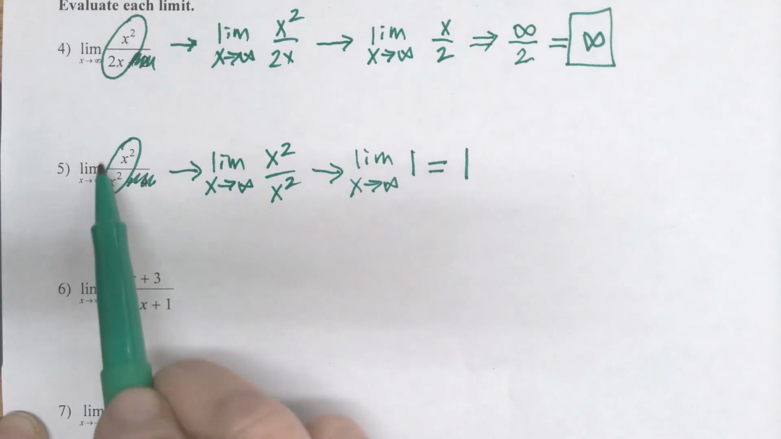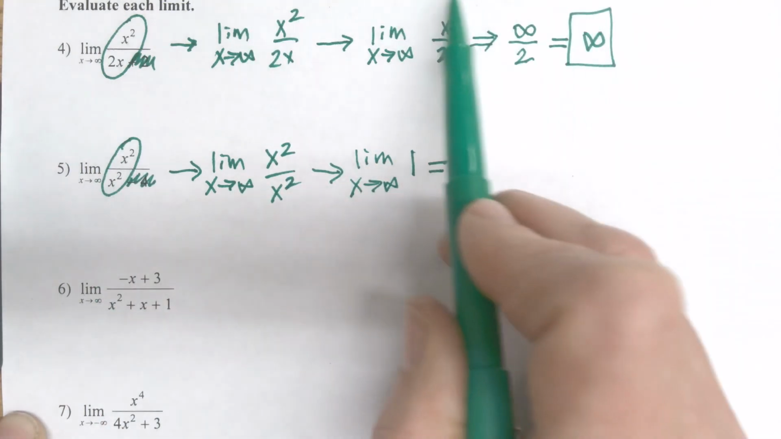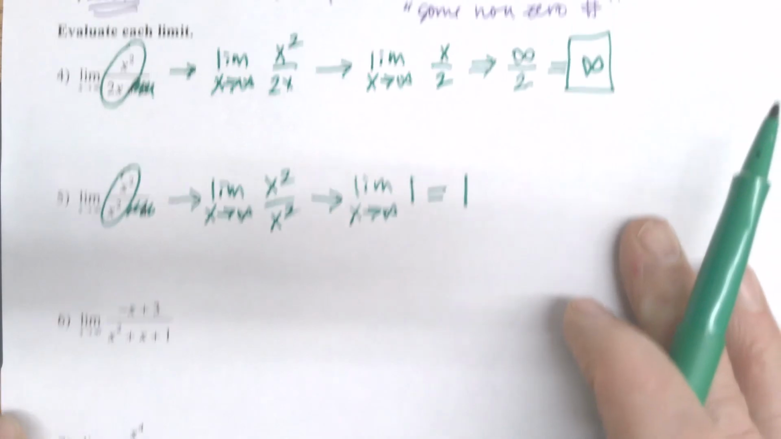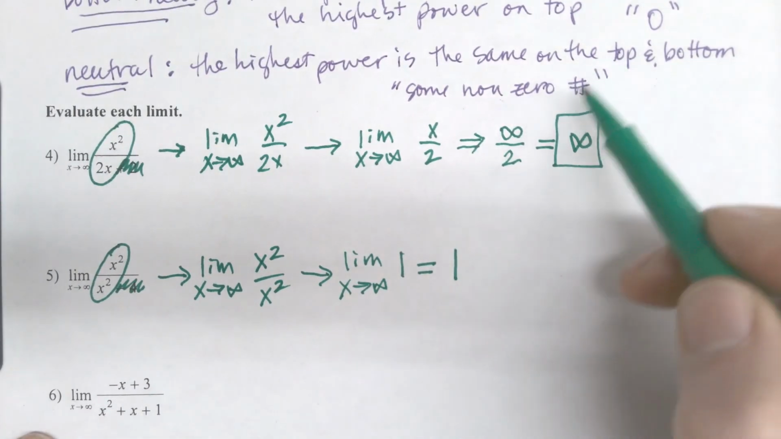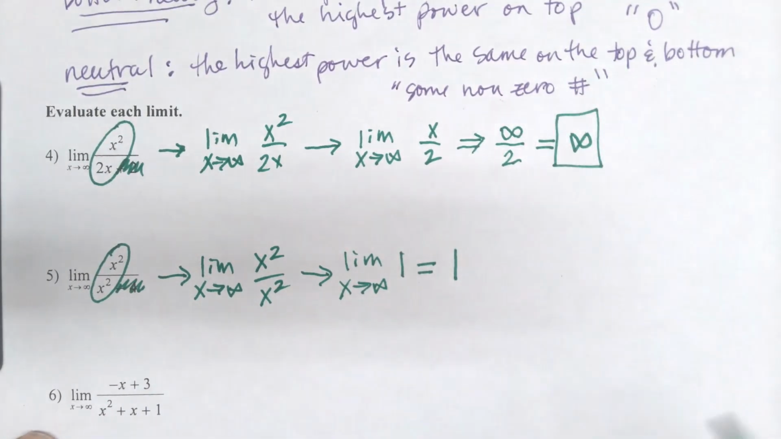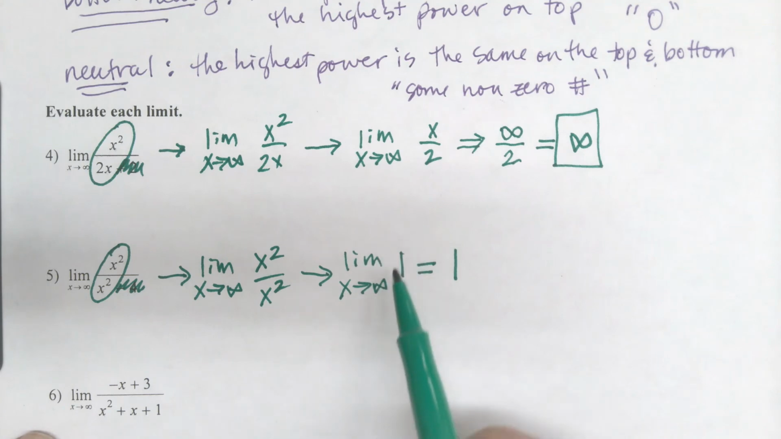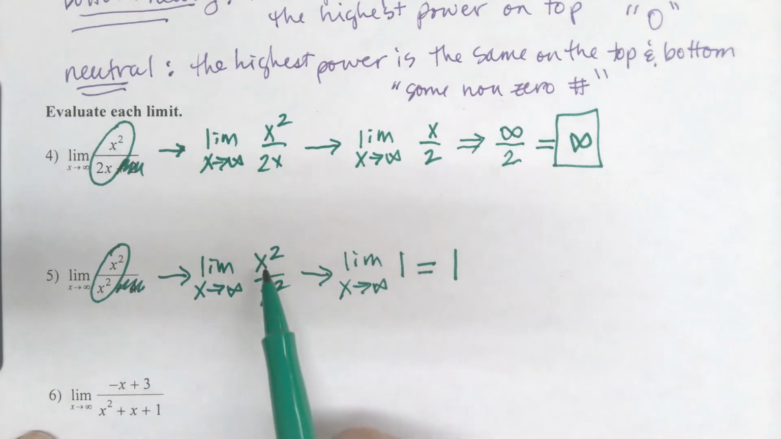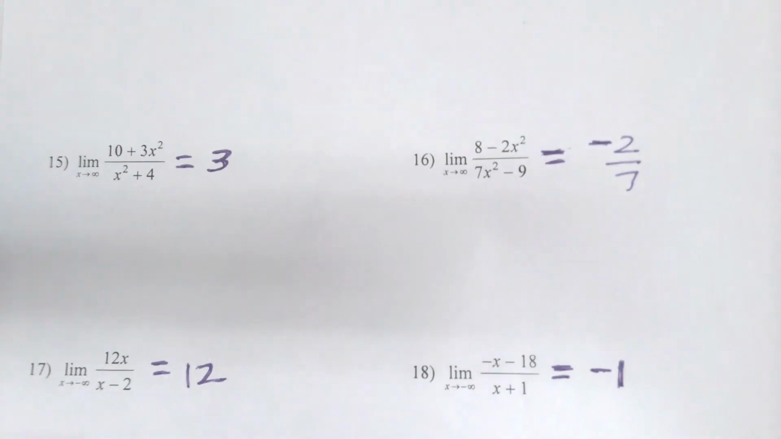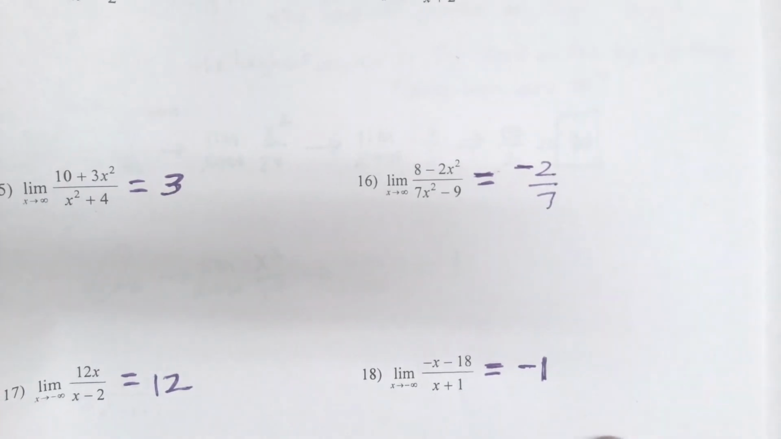Well, really, when it's the highest power, it's some non-zero number. What we'll end up doing is sort of canceling it out and coming up with a constant. It's not always going to be 1. As we saw, we had problems that were 1/3, one that was -2/7. In fact, I'm going to pull out the one that was -2/7. On your sheet, it was problem number 16.